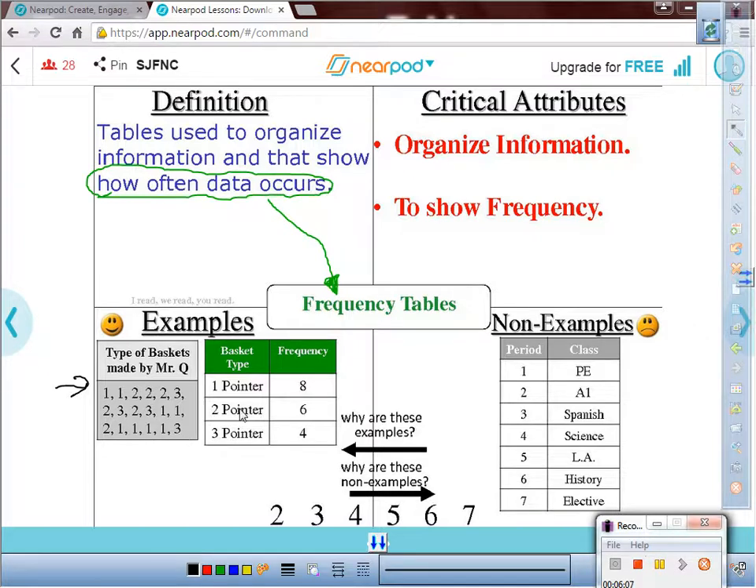So if we accumulate all that data over here, this tells how frequent each shot was. How many times did he make a 1-pointer? 8 times. How many times did he make a 2-pointer? 6 times. And 3-pointer, 4 times. Now, what are these tables used for? So that we can conclude any information that we can abstract out of a situation.